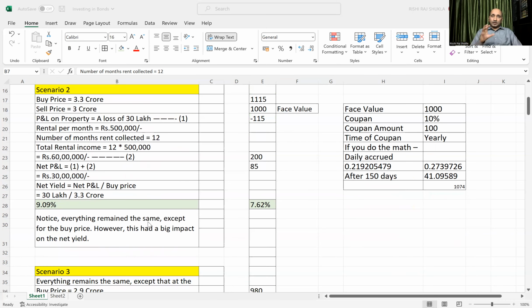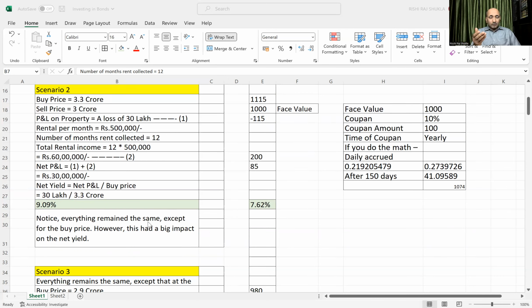So here a remarkable thing is happening. What is that remarkable thing? Everything remained the same except for the buy price. However, this had a big impact on the net yield. If the buy price increased merely 30 lakh, that means a 10% increase, then the effect on yield is more than 10%. In place of 20%, we are able to get hardly 9.09%.